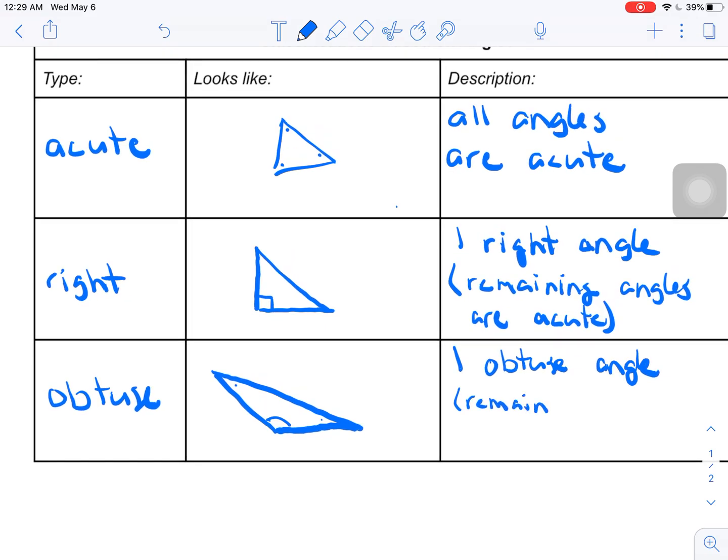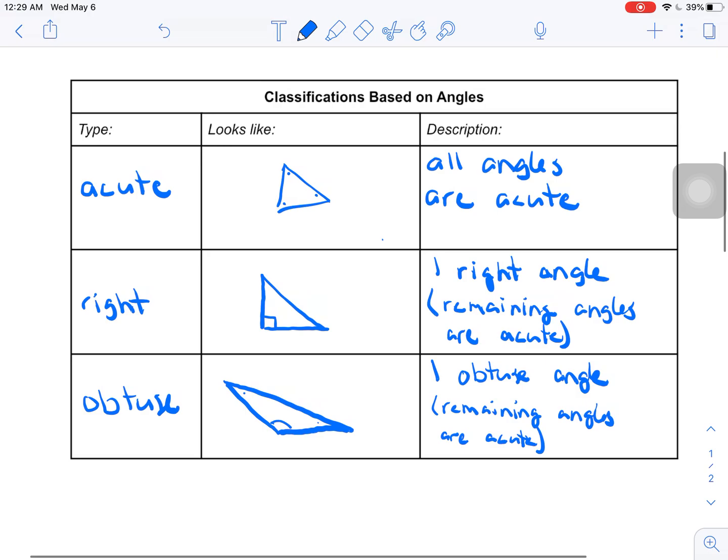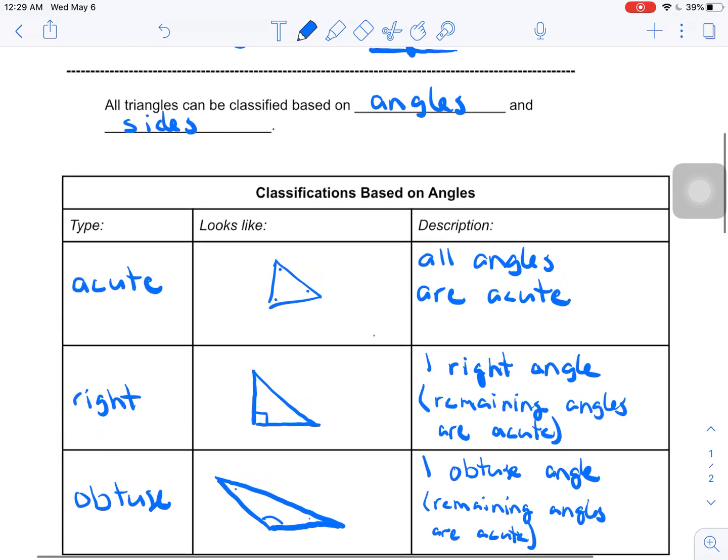So again, remaining angles are acute. When we say right triangle or obtuse triangle, we're not saying all the angles are right angles or all the angles are obtuse angles. It's just one right angle, just one obtuse angle. Acute, all three angles are acute. So that's one way that you can classify triangles, by looking at the angles.